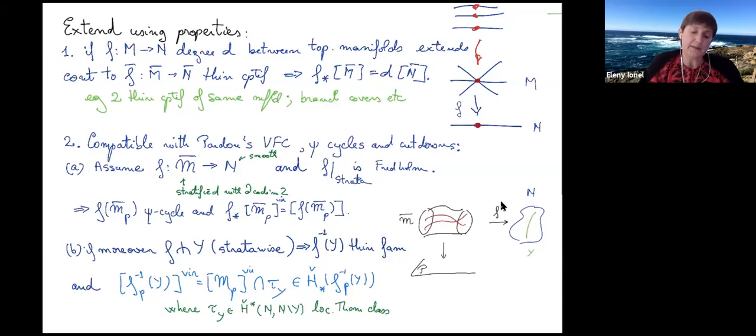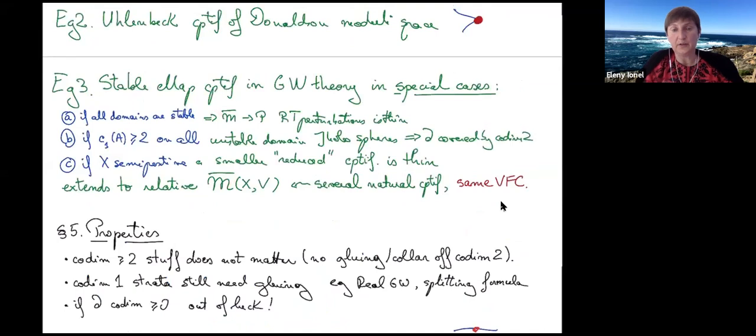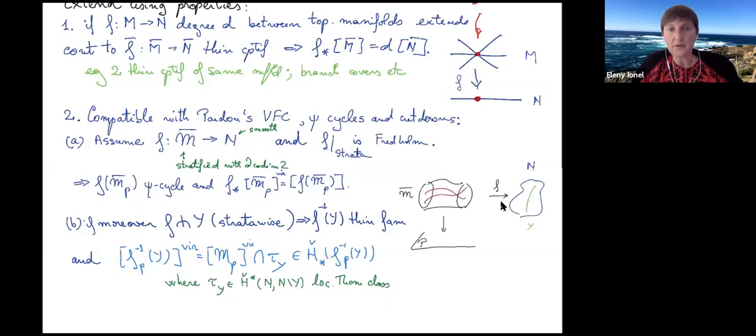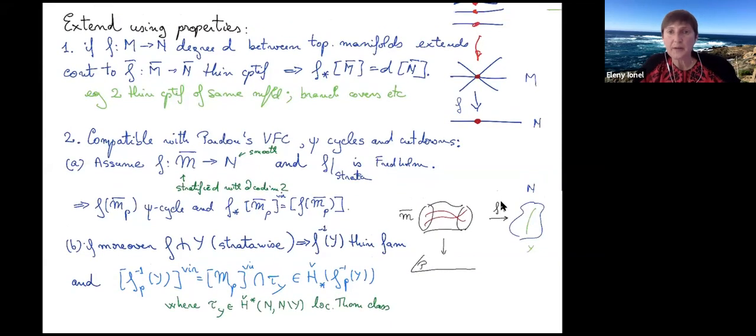Using this kind of properties, one can extend the definition of virtual fundamental class, say for a stable map compactification, beyond the assumptions I gave you here to a more general case. This is still work in progress; it's not completely finalized or written down. The idea is to start with the moduli space and modify the problem to get into a case where this is satisfied, and then use these properties to go back to the case we're interested in. Maybe I'll stop here, and I guess I'm out of time.